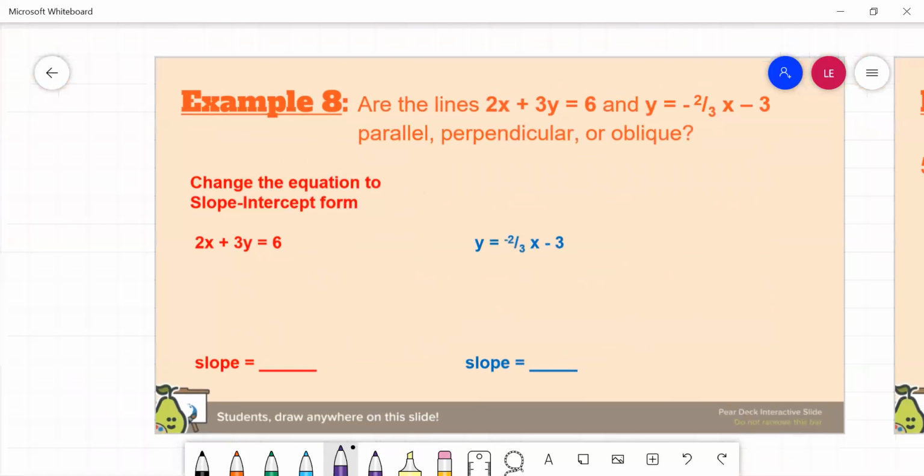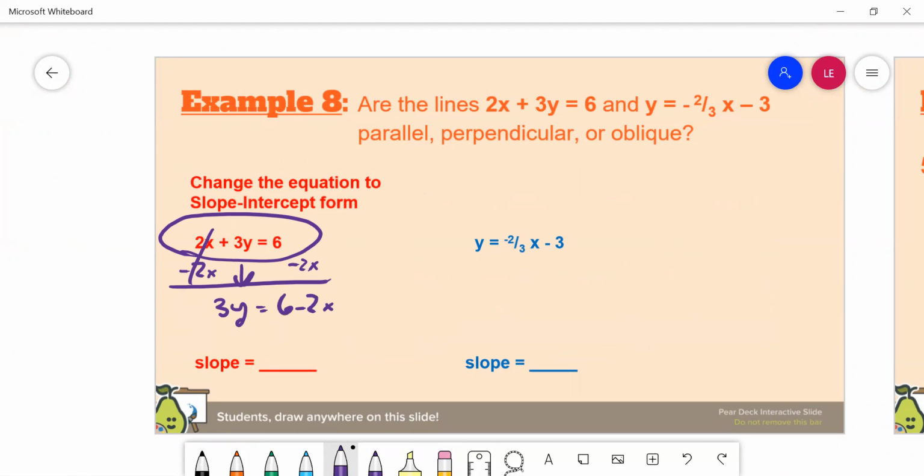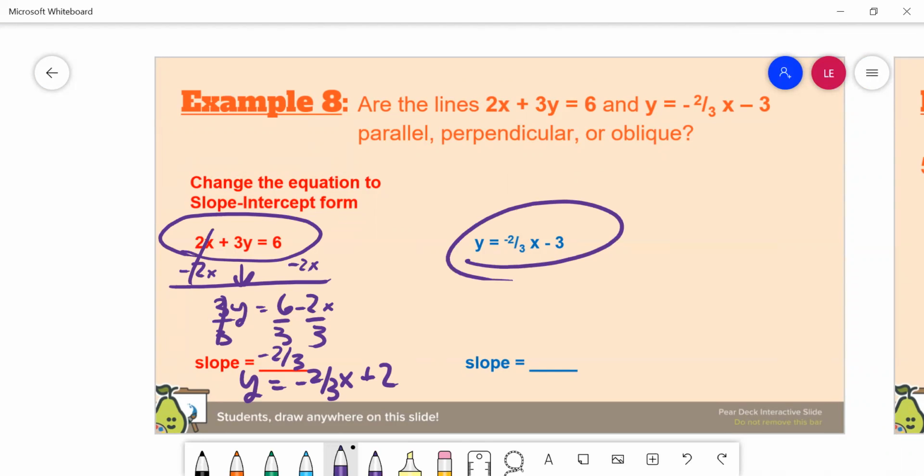For your homework, you will have to know how to convert from standard form, which I'm circling on your screen, to slope-intercept form, which is y is equal to mx plus b. To do that, you want to subtract 2x on both sides, bring down the 3y, and then divide both sides by 3. From standard to slope-intercept, the number in front of your x is your slope. So the slope of this line is negative 2/3. The slope of the line on the right is negative 2/3. They both have the same slope and a different y-intercept. That means that these lines would be parallel.